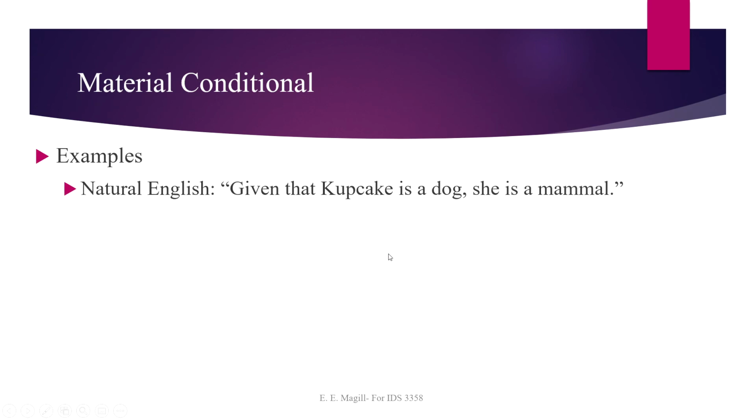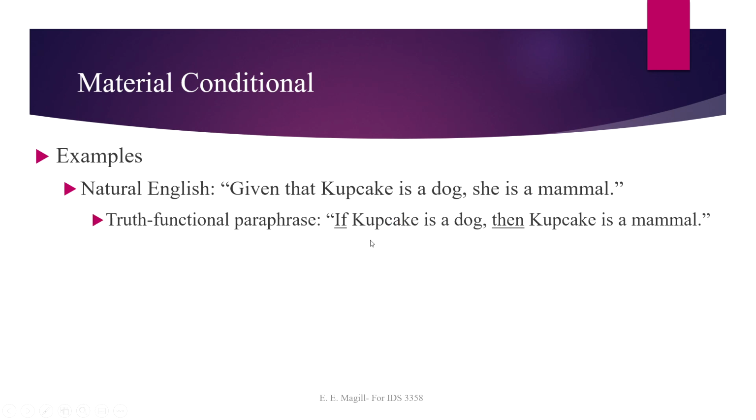So natural English: given that Cupcake is a dog, she is a mammal. Given we take to mean if, and it comes right here at the front. So we know that Cupcake is a dog is going to be our antecedent, and we're going to paraphrase it like this: if Cupcake is a dog, then Cupcake is a mammal. And then we're going to symbolize that. I just picked letters from the sentences, obviously not K because that's in both. So D, horseshoe, M, for D, Cupcake is a dog, M for Cupcake is a mammal.